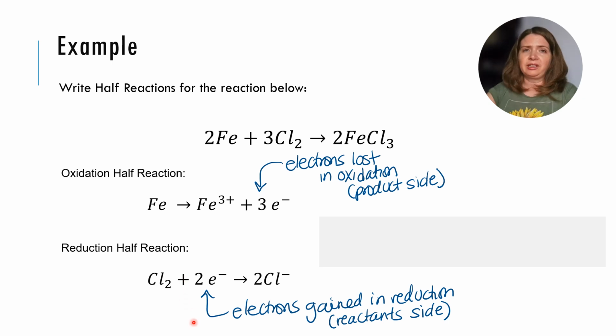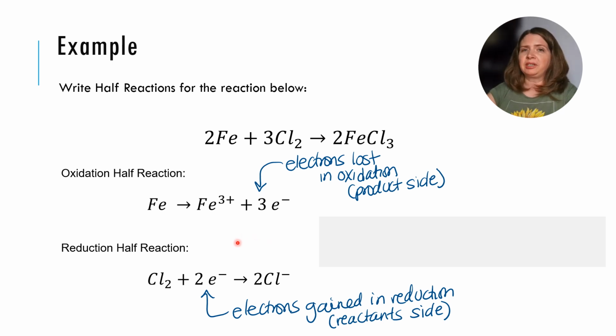To verify, the left side has Cl2 and 2 electrons, 2-, giving a total charge of -2. On the right, we have 2 Cl- ions, also -2, so the charges are balanced. The coefficients in both the oxidation and reduction half reactions should be the lowest whole numbers possible, just like when balancing any other chemical equation.